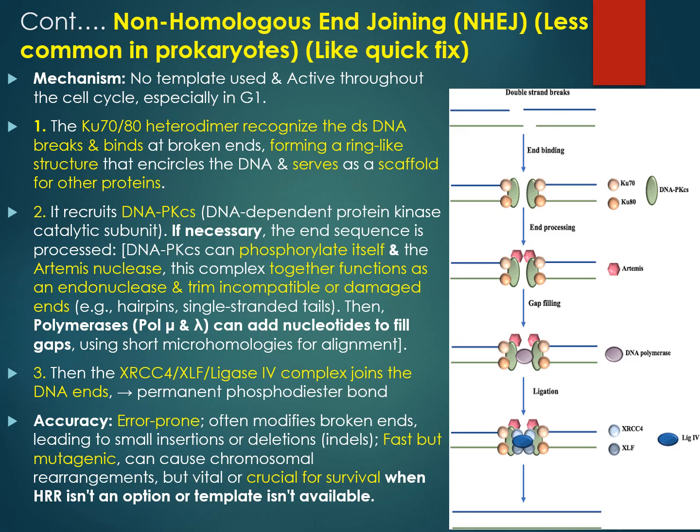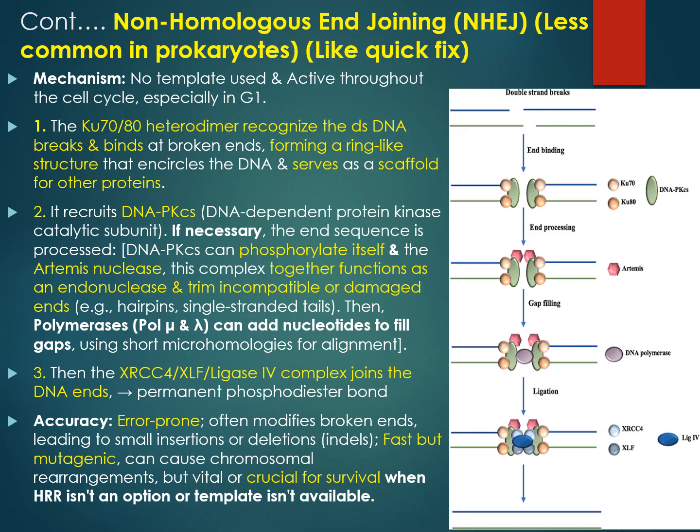Then polymerase mu or lambda can add nucleotides to fill the gap. So these are all special polymerases. And then another complex called the XRCC4-XLF-ligase 4 complex joins the DNA ends and forms a permanent phosphodiester bond.